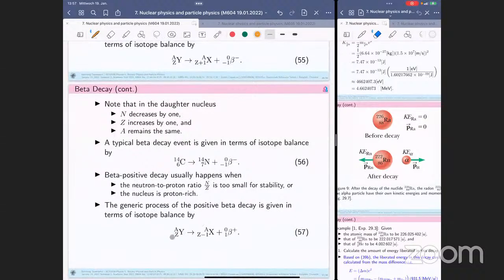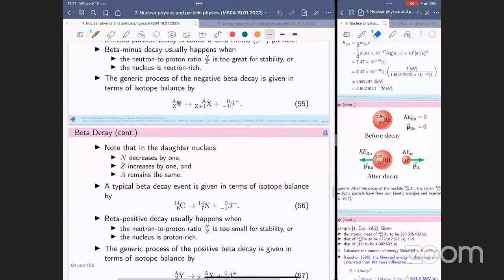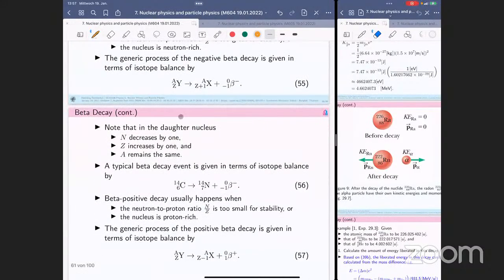You start from the same A, Y, Z, right? The initial element, A is the number of nucleons, Z is the number of protons. And the outcome is different because you lose one proton. You have too many protons, so you have to reduce the number of protons by one. One proton is converted to a neutron. But even though the conversion takes place inside the nucleus, the number of nucleons will not change, it will remain the same. So don't worry about it.